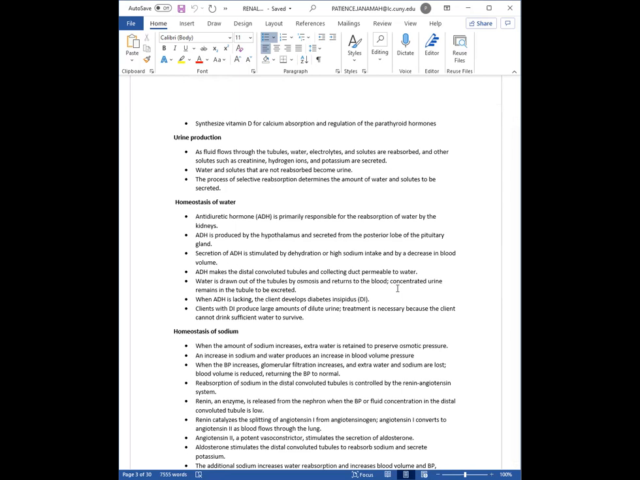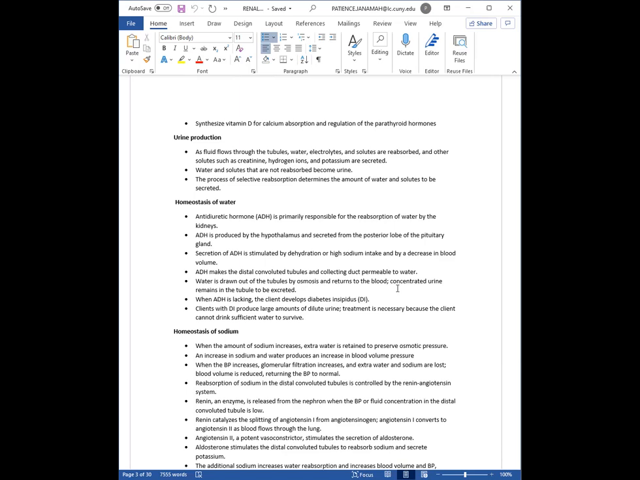As fluid flows through the tubules, water, electrolytes, and solutes are reabsorbed, and other solutes such as creatinine, hydrogen ions, and potassium are secreted. Water and solutes that are not reabsorbed become urine. So those that are not reabsorbed when the blood is passing through the glomerulus and the Bowman capsule are excreted.